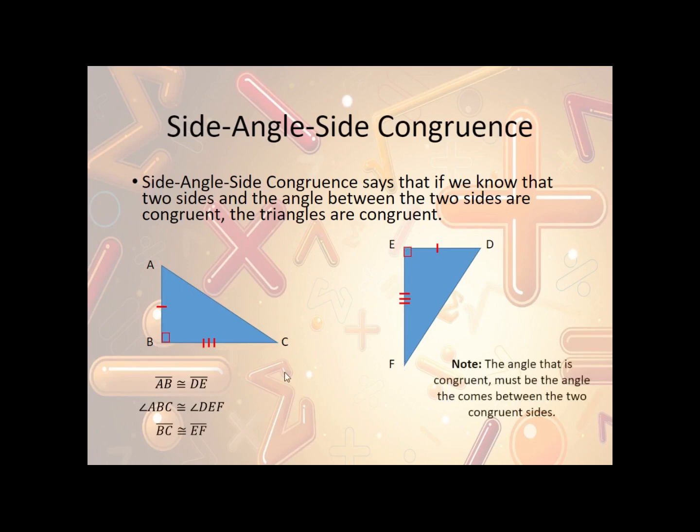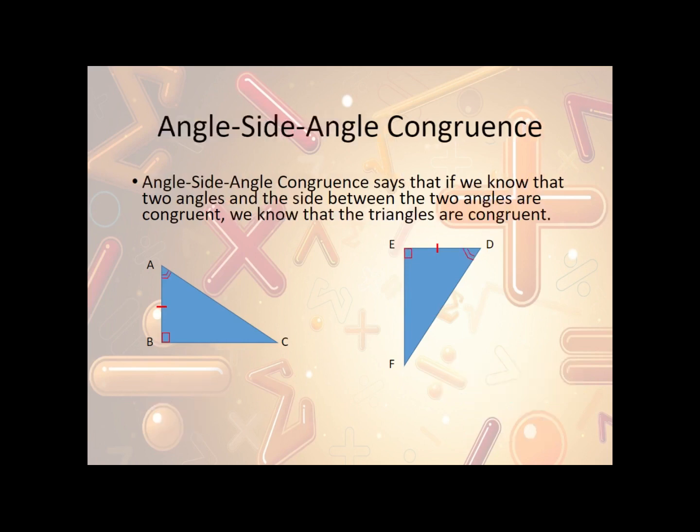Therefore, we have two sides and an angle between them that are congruent. So therefore, we can say that triangle ABC is congruent to triangle DEF. Now let's take a look at angle-side-angle congruence.